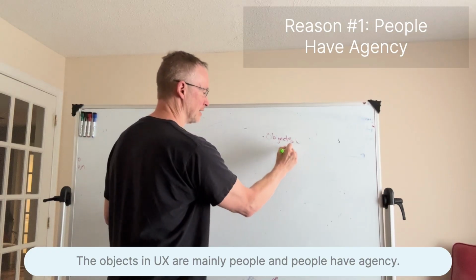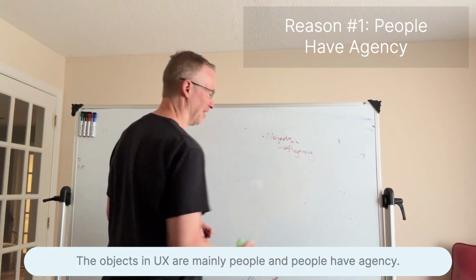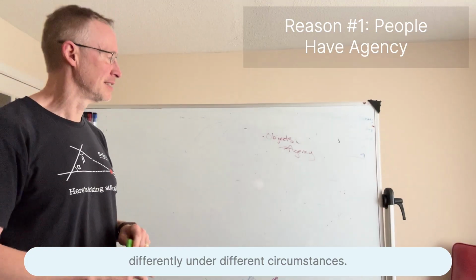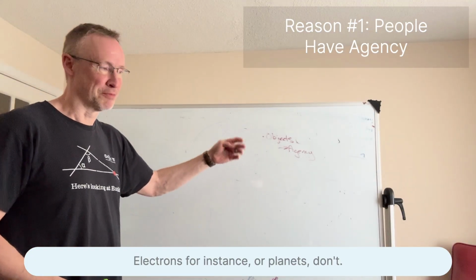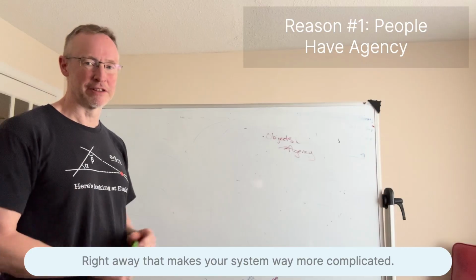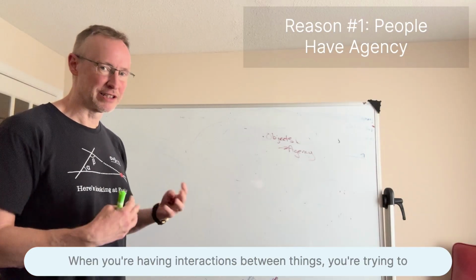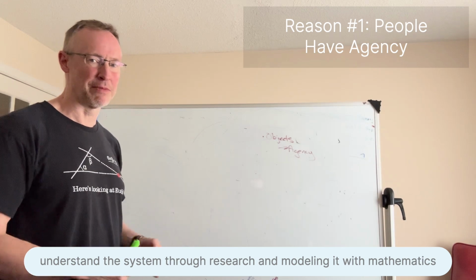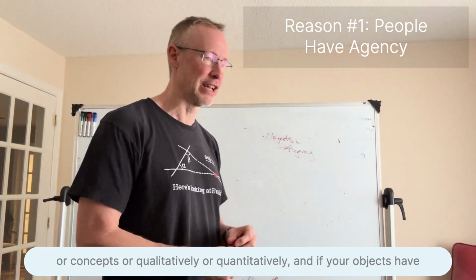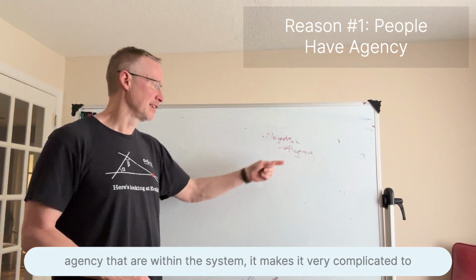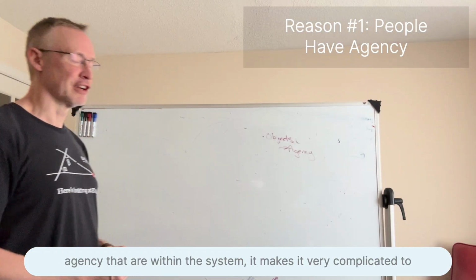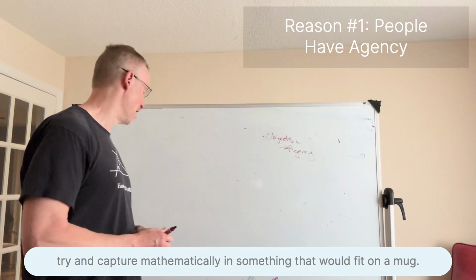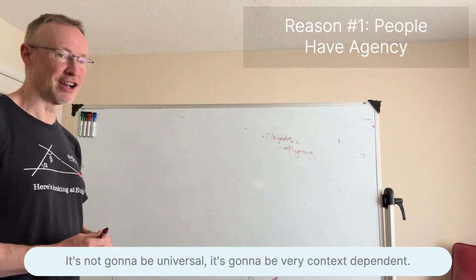The objects in UX are mainly people, and people have agency. Because they have agency, they behave differently under different circumstances. Electrons, for instance, or planets don't. Right away, that makes your system way more complicated. When you're having interactions between things, you're trying to understand a system through research and modeling it with mathematics or concepts or qualitatively or quantitatively. And if your objects have agency that are within the system, it makes it very complicated to try and capture mathematically in something that would fit on a mug. It's not going to be universal. It's going to be very context dependent.